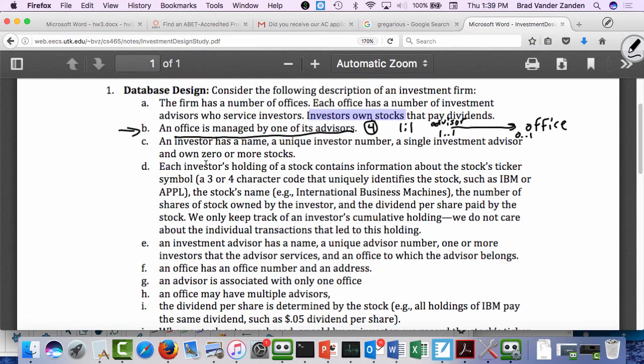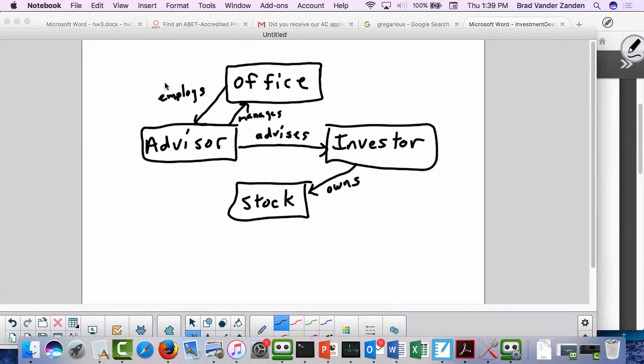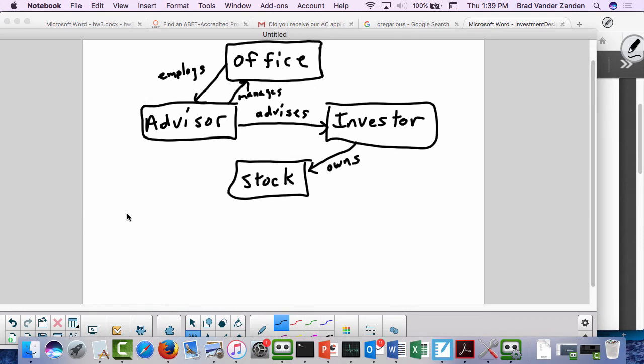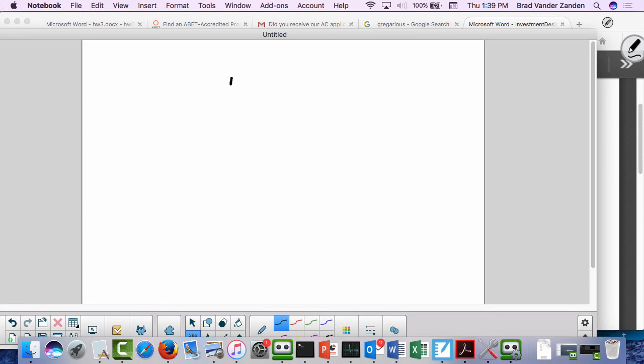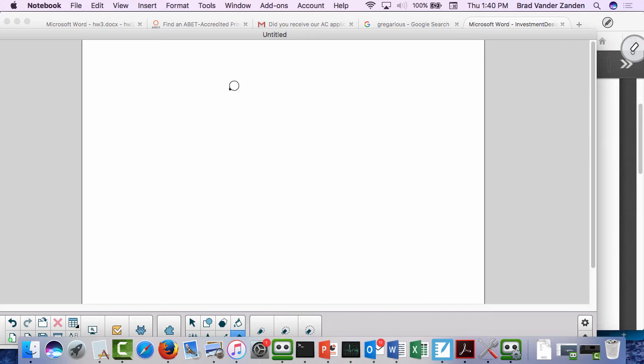Okay. Now in B, we came up with an office is managed by one of its advisors. So it would appear that we also have this relationship: an advisor manages an office. Okay, and I'm actually going to redraw this. I need to use the whole screen, so I'm going to get a new one. I want to start with offices. I'm redrawing it, using the whole screen.